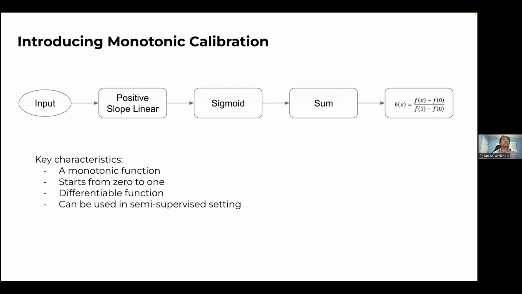So this slide just summarizes everything that I mentioned. We create a simple neural network that always generates a monotonic function from 0 to 1. It's a differentiable function, which means that we can use gradient descent or other optimization algorithms to train our models, and we can use it in a semi-supervised setting. We call this monotonic regression or monotonic calibration. And when we use it in semi-supervised learning, we call it semi-calibration.